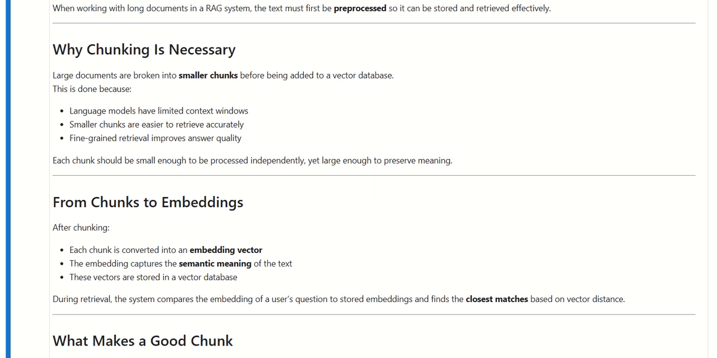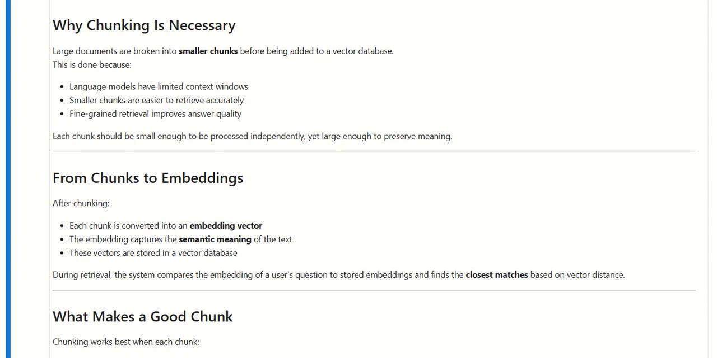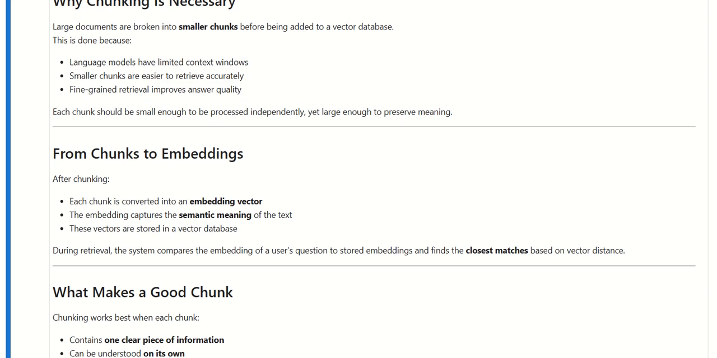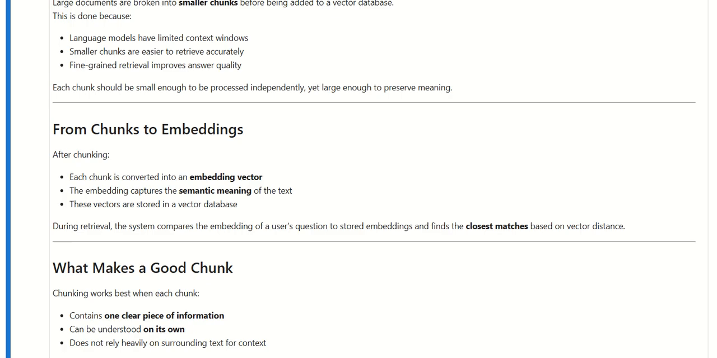So, from chunks to embeddings. After chunking, each chunk is converted into an embedding vector. The embedding captures the semantic meaning of the text. These vectors are stored in a vector database. Semantic meaning and embeddings we can discuss in the embedding topics. During retrieval, the system compares the embedding of a user's question to the stored embeddings and finds the closest matches based on vector distance.